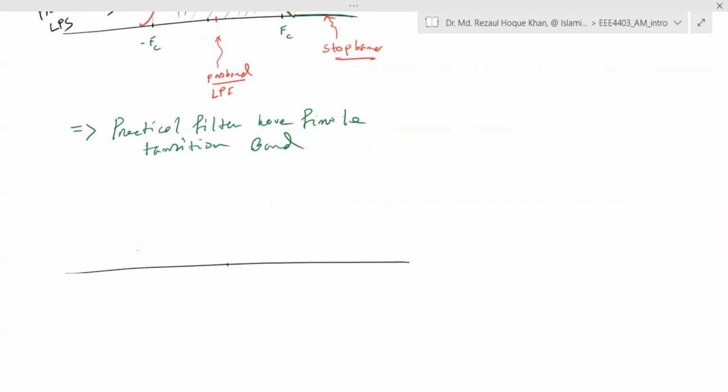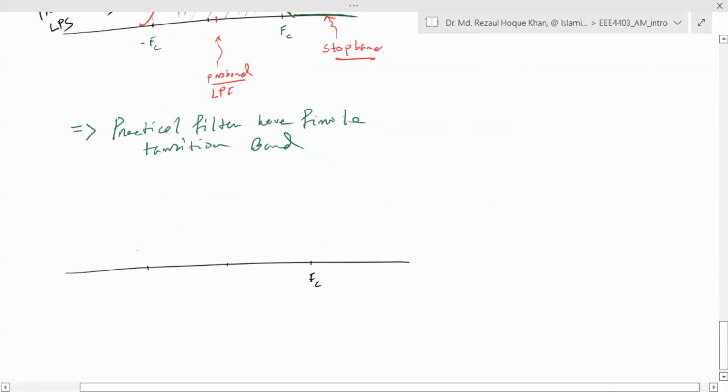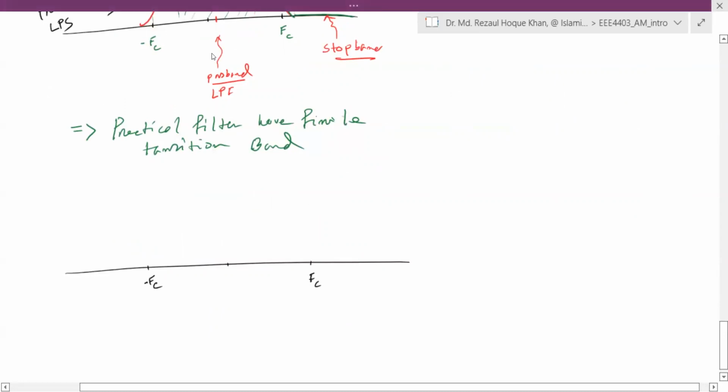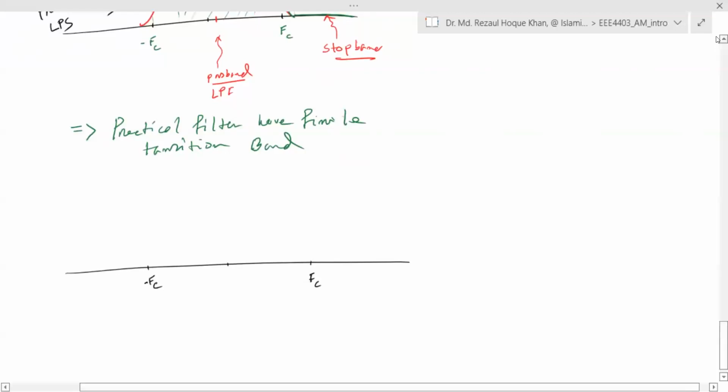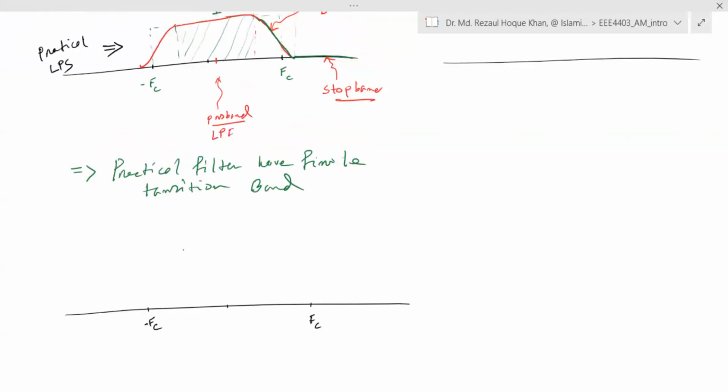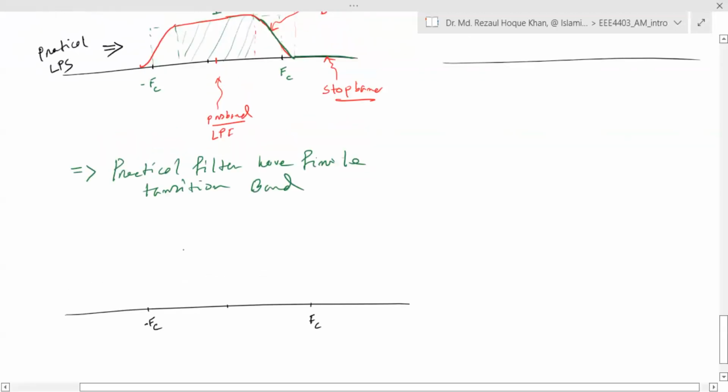So here this is our FC. This is FC, and this is minus FC. So if I draw the filter here, the practical filter looks like this.